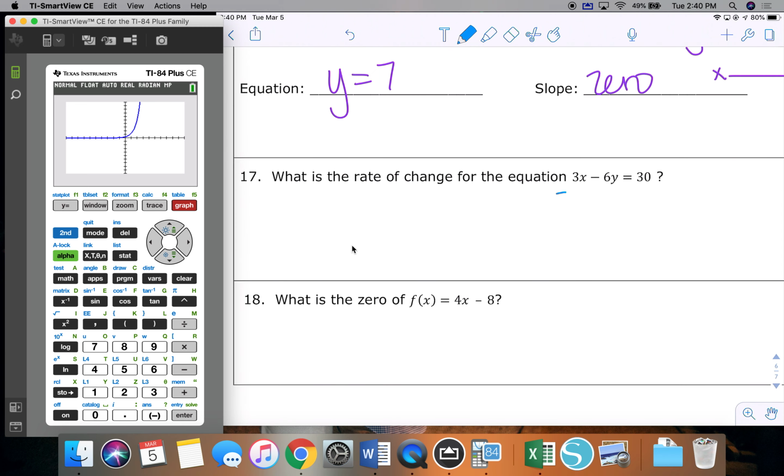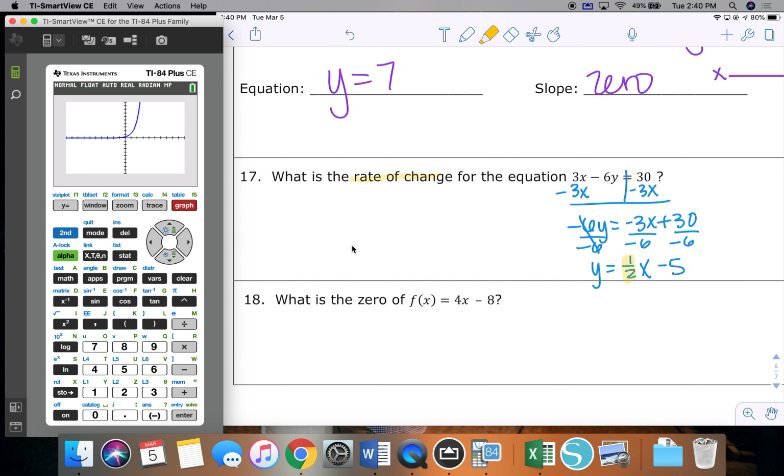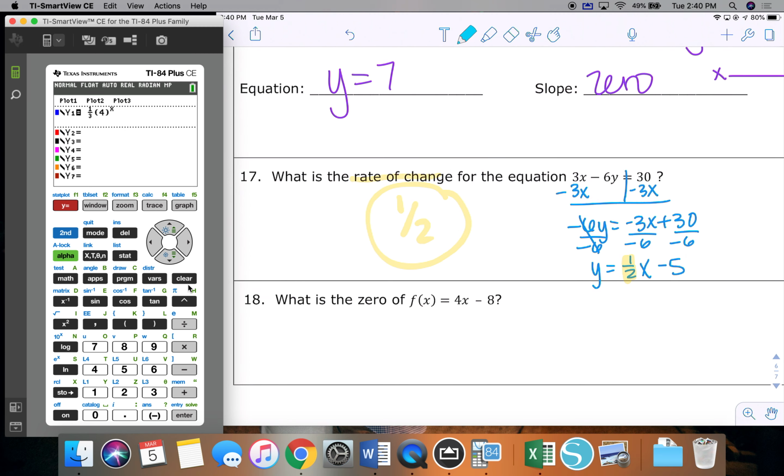17, rate of change. I'm going to solve for y. Divide by -6, so I get 1/2 x minus 5. My rate of change is whatever number is in front of x, so that would be 1/2. The zero for 4x minus 8, I can plug this into y equals and see where it crosses the x-axis, because x-intercept is the same thing as zero. This crosses at a positive 2.